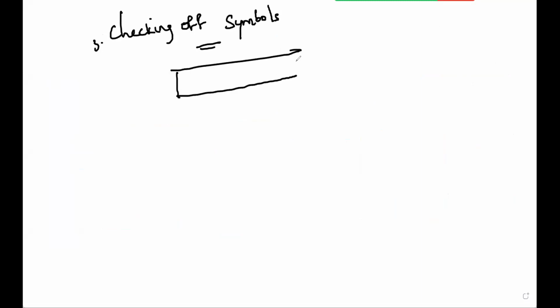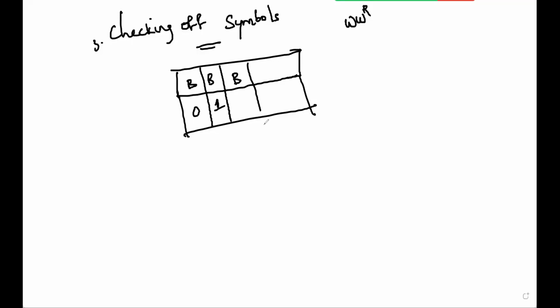I'll go for the next one, checking of symbols. Third is W followed by the reverse of W. So blank, this is 0, blank, this is 1, and blank, this is blank. So 1, 0.